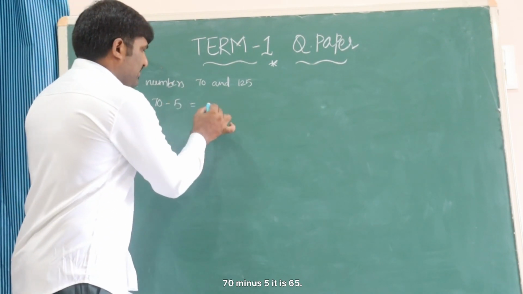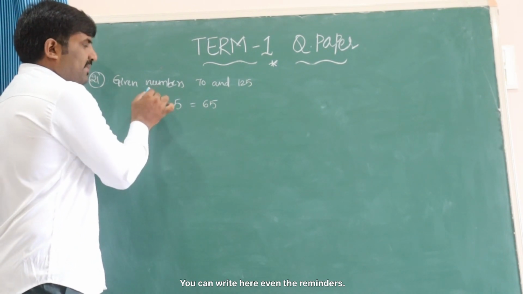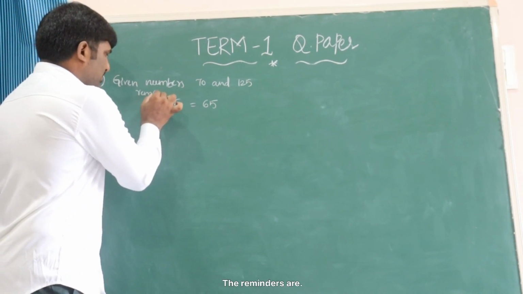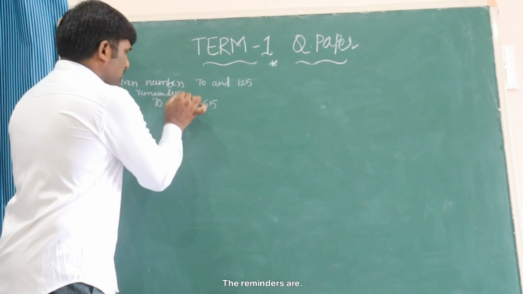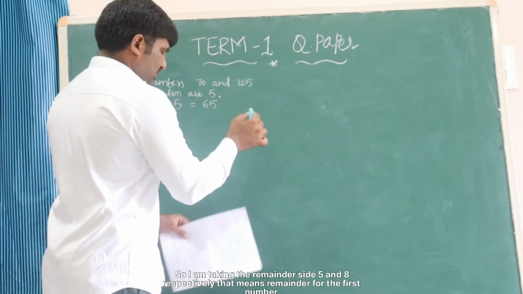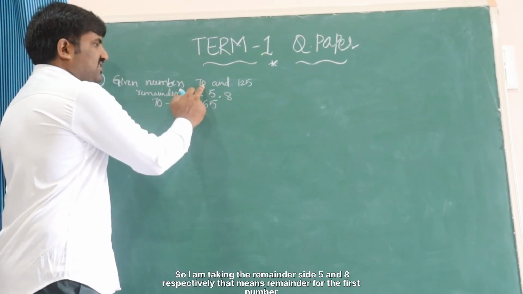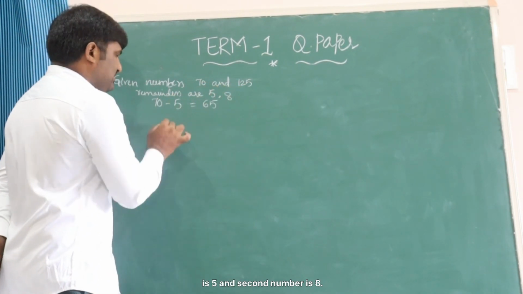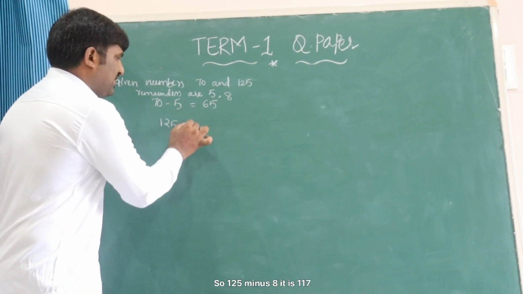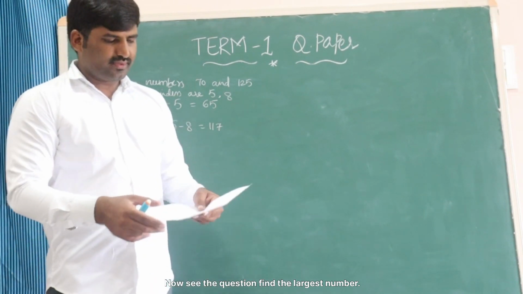70 minus 5 is 65. You can write the remainders here too: the remainders are 5 and 8 respectively. That means the remainder for the first number is 5 and for the second number is 8. So 125 minus 8 is 117. Now see the question.